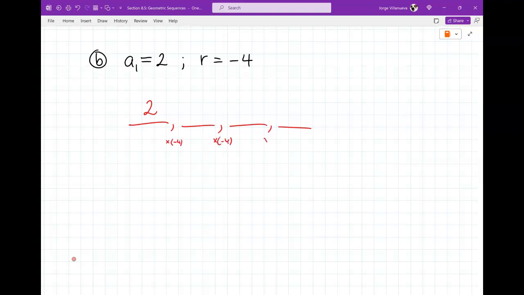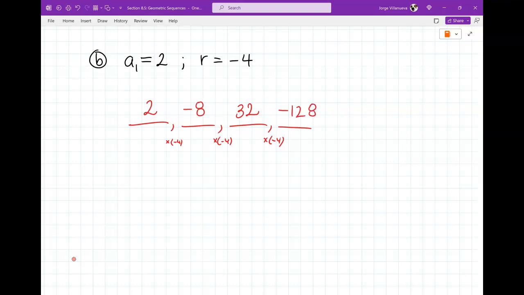Okay, you don't have to write down what I'm putting down here. It's just for note purposes so you can see what happened, right? But 2 times negative 4 is negative 8. Negative 8 times negative 4, 32. And 32 times negative 4 is negative 128.